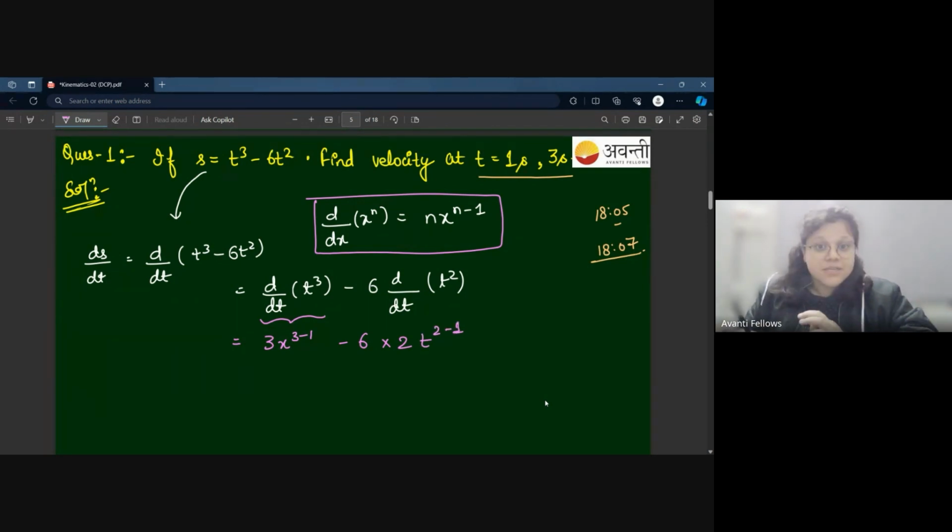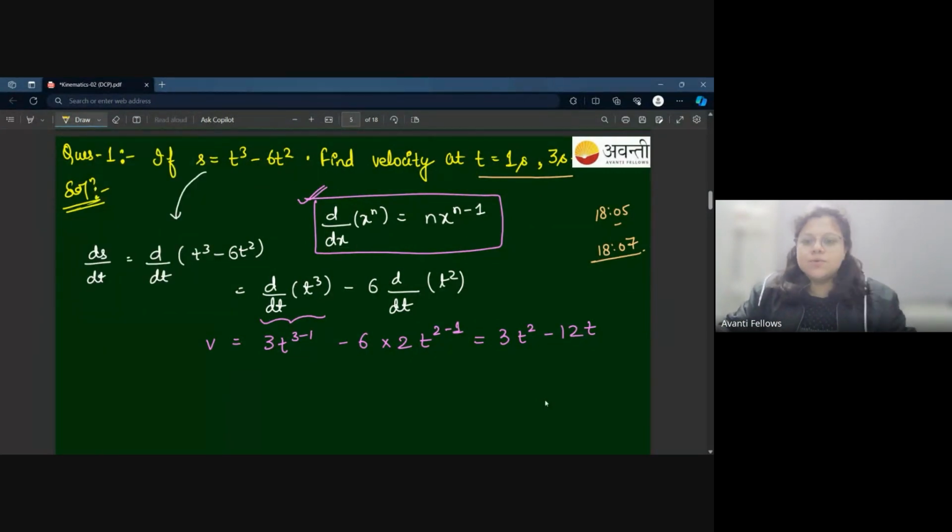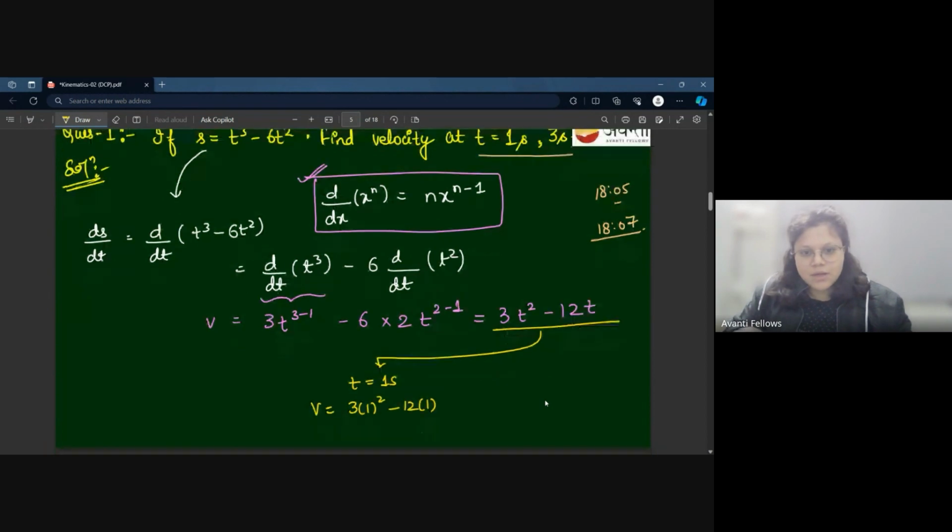If you know the differentiation, then we are just going to use this simplest formula of differentiation. Now you just have to substitute the values. 3t square minus 12t. Sorry, not x, it's t. This is the velocity, right? Once you get the velocity, you are supposed to put the values. Let's say I substitute t is equal to 1 second over here, then velocity would become 3 into 1 square minus 12 into 1. And you will have 3 minus 12, which is minus 9 meter per second.